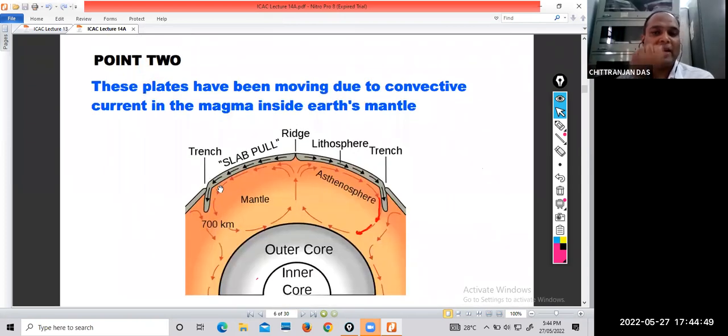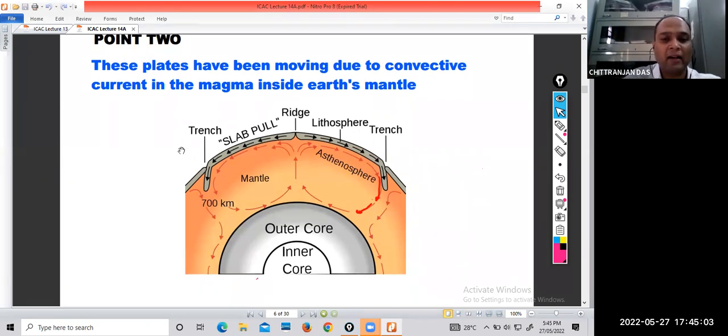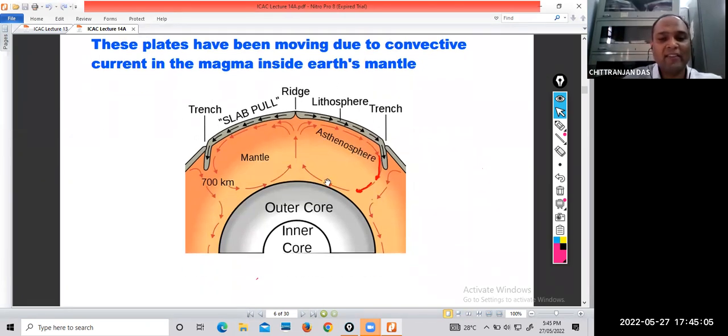पॉइंट नंबर 2 क्या है प्लेट टेक्टोनिक्स थ्योरी का? Point number 2 of the plate tectonics says that these plates have been moving due to convective currents in the magma inside the earth mantle. You can see now earth mantle में convective current है. Convective current है because magma is made up of semi liquid material. Agree? Yes or no? और ये लिथोस्फेरिक प्लेट्स है जिसको हम प्लेट बोलते हैं.